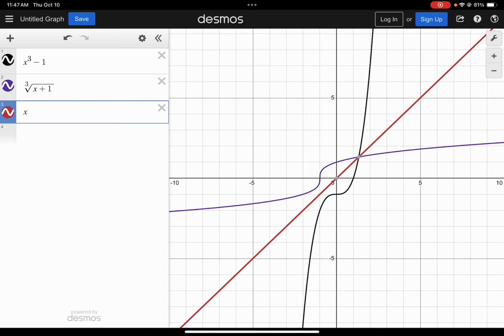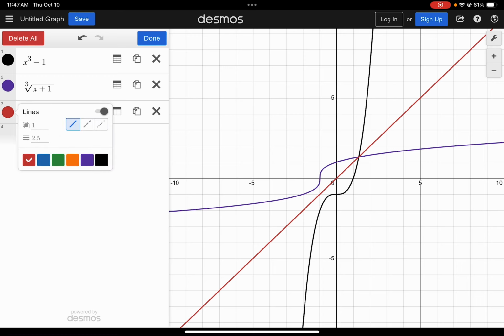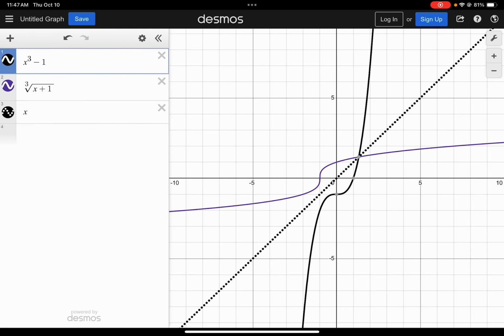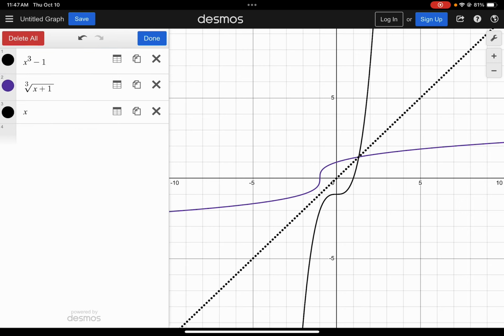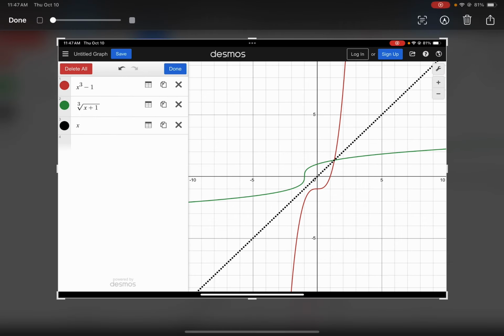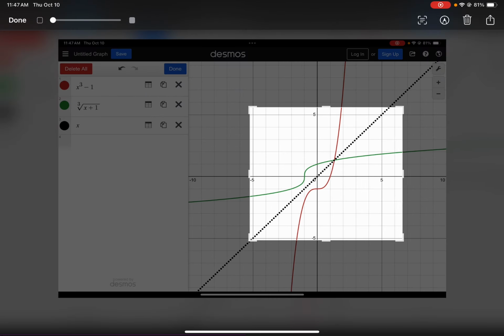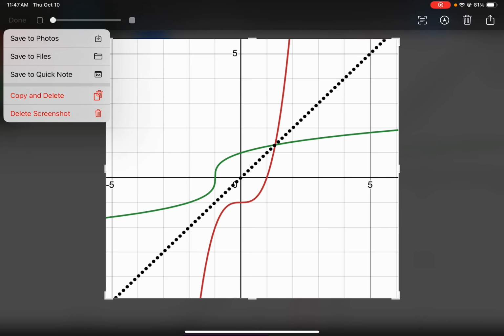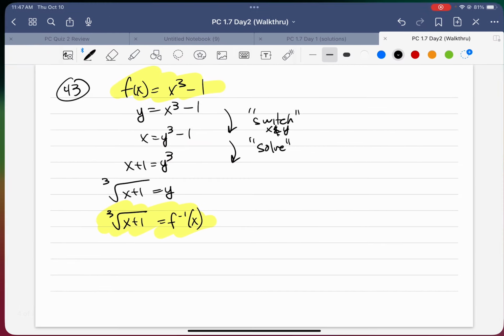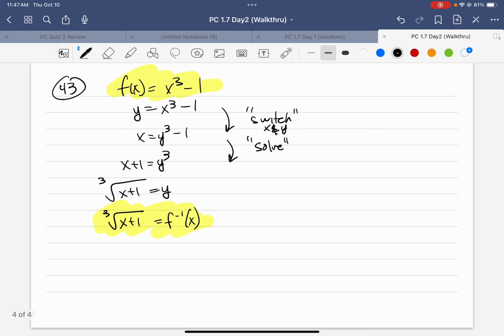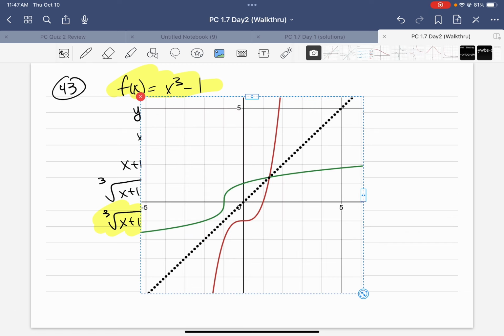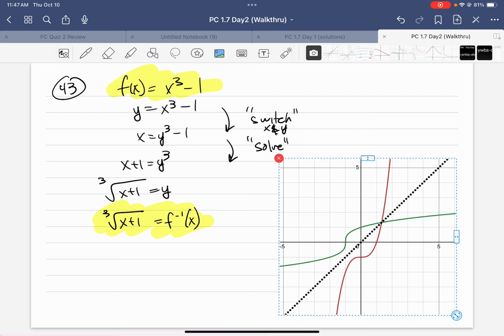I could even make it a dotted line if I wanted to by going here. Let's make it black and dotted. Maybe I make this one red and this one green. All nice Christmas colors. There you go. So that's what this thing looks like. I say done with a save photo, and I go back in here and I paste it. Pictures, paste. A little bit smaller.